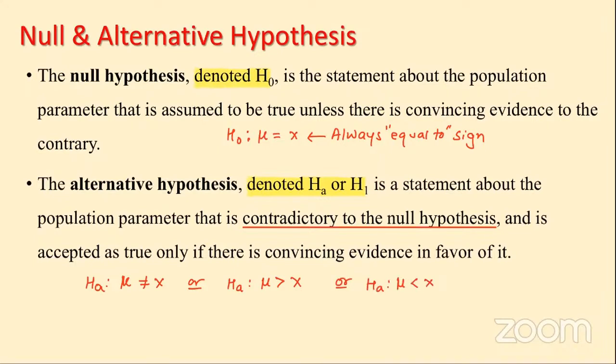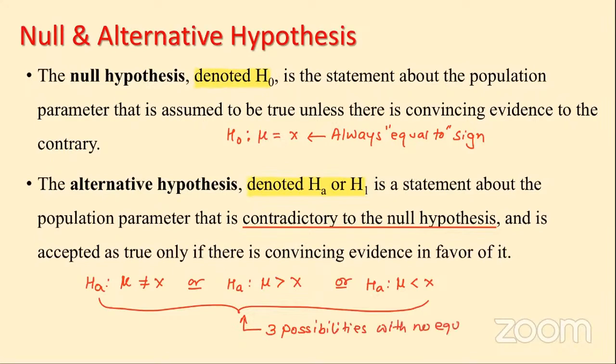So you can see that there is no equal to sign in the case of the alternative hypothesis. These are all inequalities: less than, greater than, not equal to. So there is no equal to sign. The alternative hypothesis has 3 possibilities with no equal to sign, because they are inequalities.